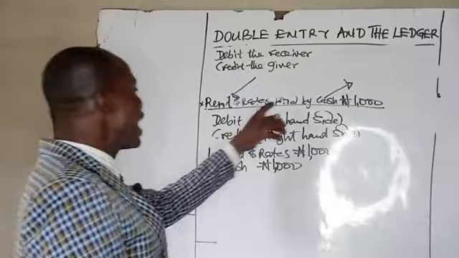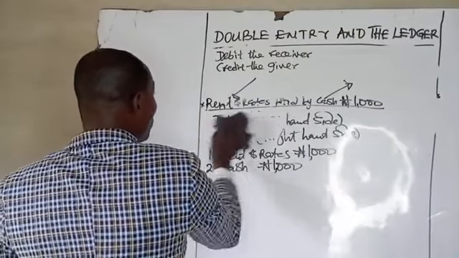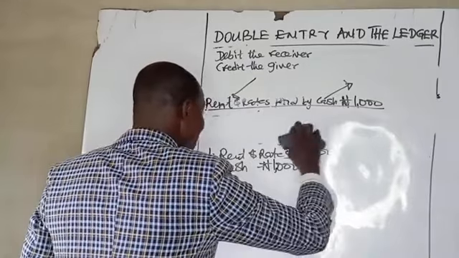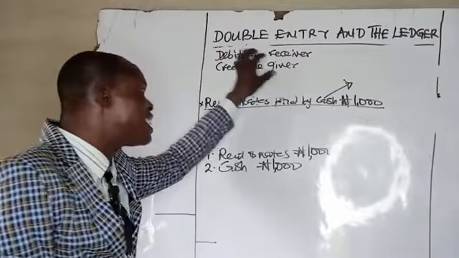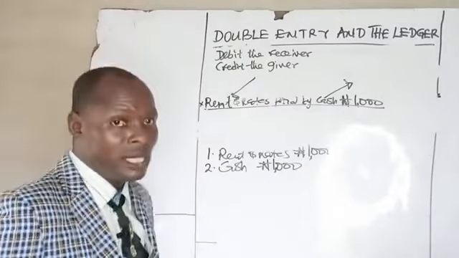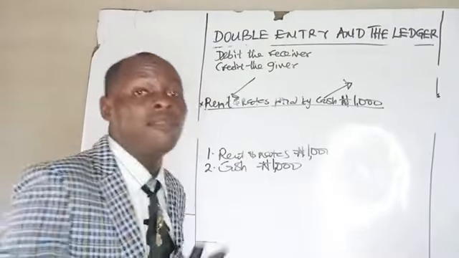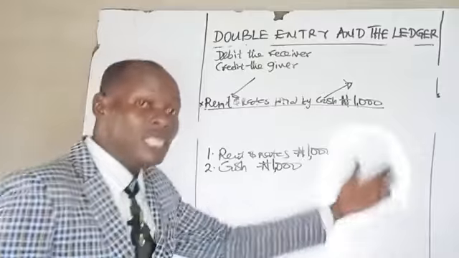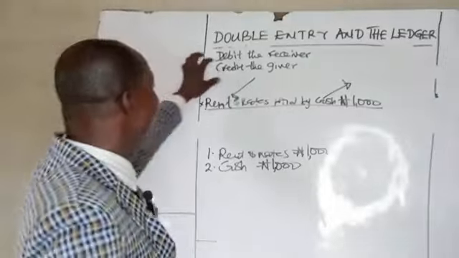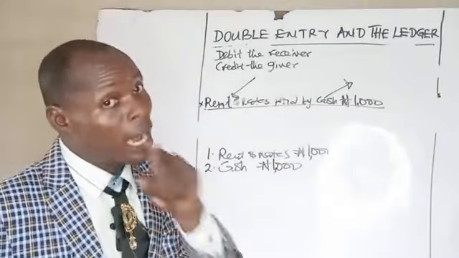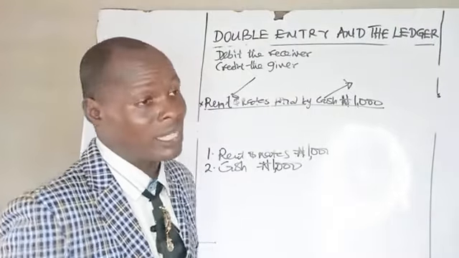So we have said earlier that you are going to credit the giver and debit the receiver. I want you to sing this in a song-like manner. Debit the receiver, credit the giver. Debit the receiver, credit the giver. You sing it in a song-like manner so that you don't forget the principles. That is the fundamental principle of accounts.